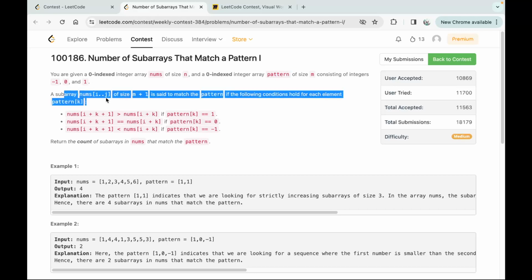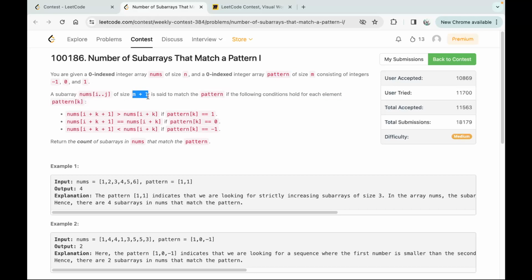Now, a subarray nums ij of size m plus 1, right? So it is of fixed size. That is, pattern size is m. So subarray that you have to consider is of size m plus 1. And it is said to match the pattern if the following condition holds for each pattern of k. So let's say pattern of k stores minus 1. So what happens is you have to check if nums of i plus k plus 1 is less than nums of i plus k. Correct.